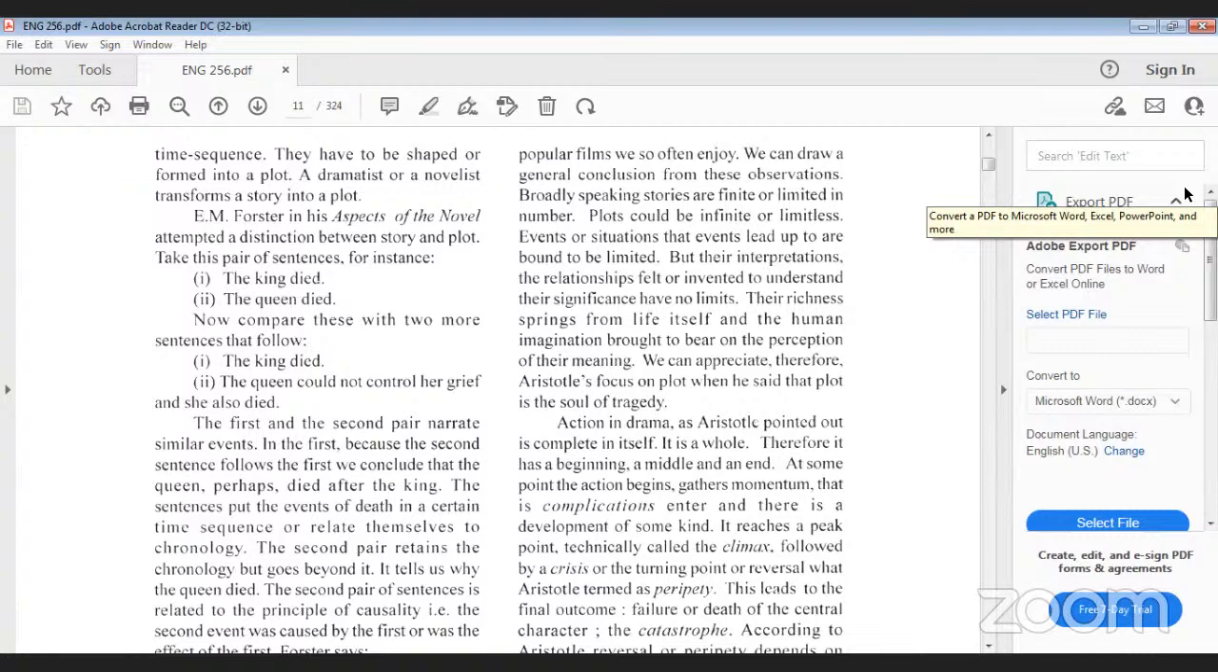We can appreciate, therefore, why Aristotle focused on plot when he said that plot is the soul of tragedy. म्हणजे आत्मा आहे त्या गोष्टीचा, असं जे म्हणतो की it is a soul of tragedy. ओके, म्हणजे काव्याचा आत्मा काय आहे, की त्याच्यात आपण हे फोकस केलेलं आहे प्लॉटमध्ये. Aristotle says that he focuses on plot when he said that plot is a soul of tragedy. Okay, see, action in drama.